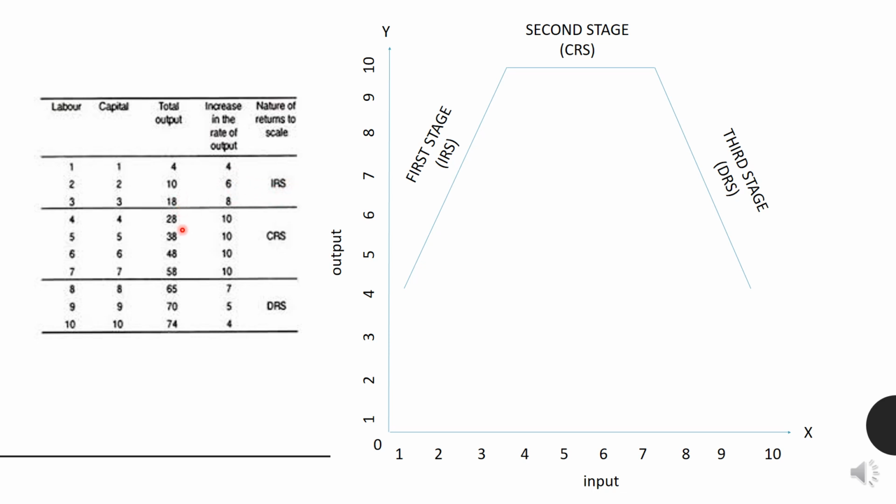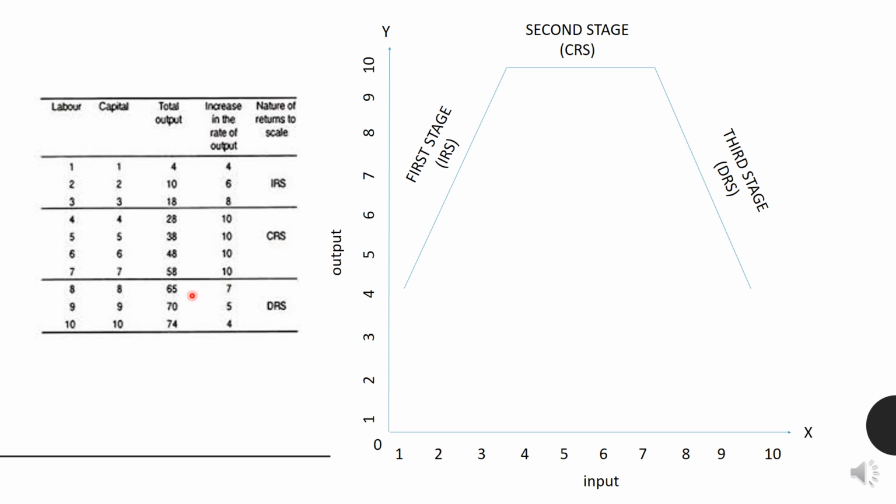In the second stage, as we increase the labor and capital, total production also increases, but at a constant rate. Here you can observe that 28 minus 18, 10, 38 minus 28, 10, 48 minus 38, 10, 58 minus 48, 10. So here the production is increasing, but at a constant rate that we can observe in the MP. So this stage we call it as the second stage of returns to scale. We call it as CRS.